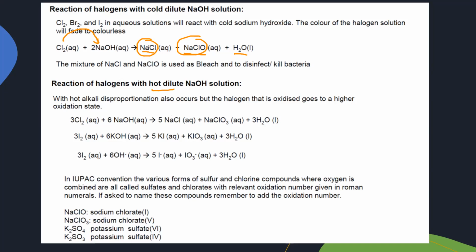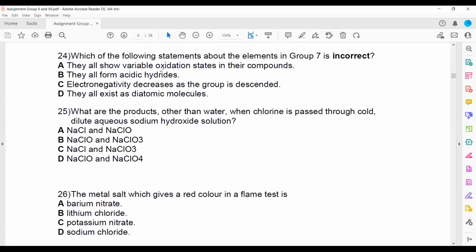But we have cold, so it will be NaCl plus NaClO. So that's the question itself: what are the products other than water when chlorine is bubbled through cold sodium hydroxide? It will be NaCl plus NaClO. And if it was hot, then it would be NaCl plus NaClO3. But it is a cold one, so this is the product. If it was hot, then this would be the product.